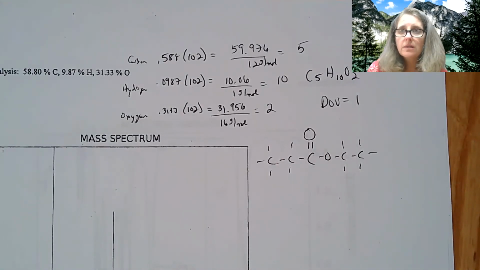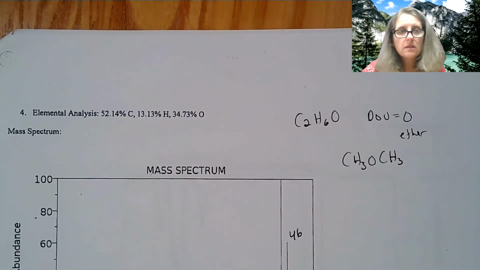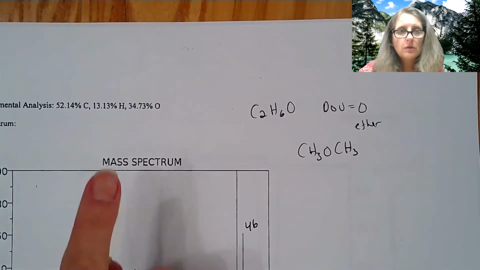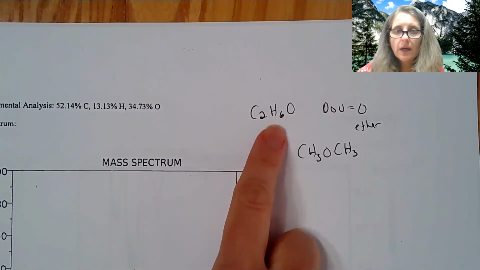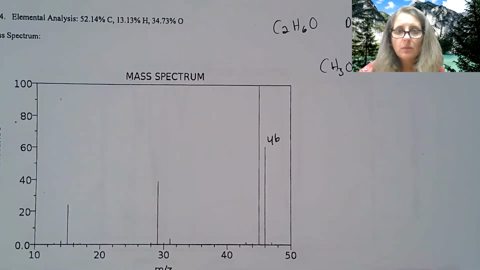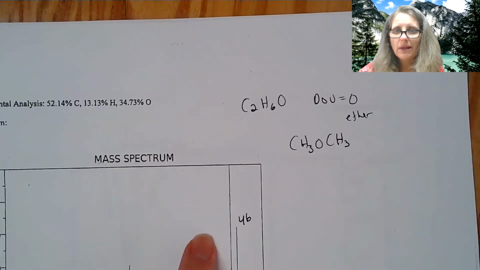So I'm going to pause the video and then I'm going to show you the answer key to the other ones. I'm not going to walk through them. So this is number 4. When you do the percentages, you end up with C2H6O. That adds up to a molar mass of 46. So it's a pretty small molecule.